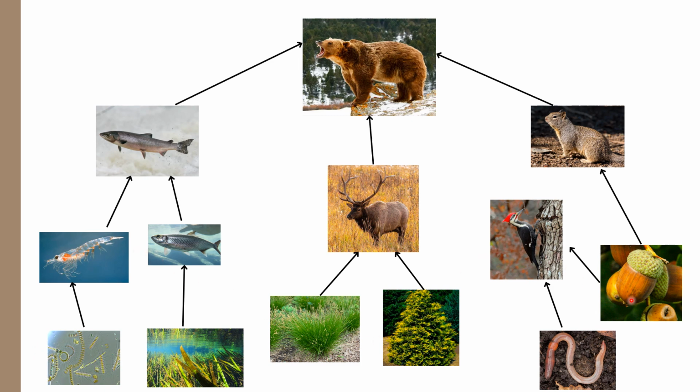And so we're changing the population if this apex predator is removed. So the apex predator, again, this bear, is controlling the population size of everything underneath it.